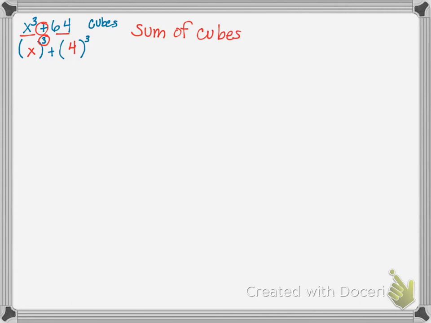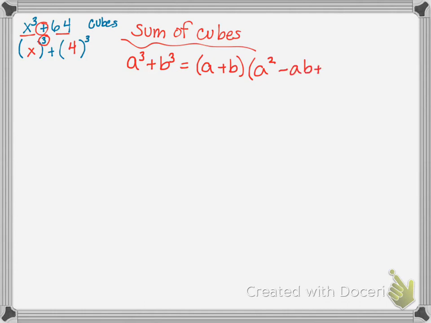Now you're really going to want to write down this formula because you're going to need to know it for the test. The sum of cubes says that if you have something to the third power plus another thing to the third power, this is how it factors. It factors into the first thing plus the second thing, followed by the first thing squared minus the first times the second plus the second squared. Now that's kind of ugly. This is what the problem looks like. This is what your factored answer will look like. Okay? So take a second and copy that down.